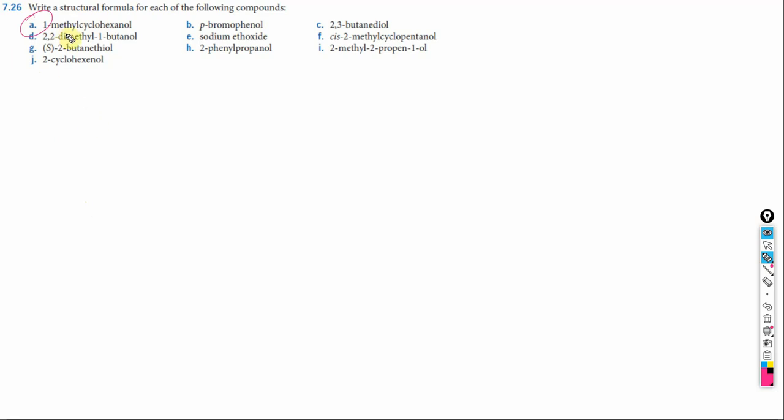Anytime you are given a name and you're asked to draw the structure, just start with the parent name, which is in the last part of the name. So cyclohexanol is going to be a 6-membered ring, and whichever carbon has the OH in the cyclic structure is going to be the first carbon, because alcohol takes priority. And then you have 1-methyl-cyclohexanol. So this is carbon 1. Then that also is going to have a CH3. That is 1-methyl-cyclohexanol.